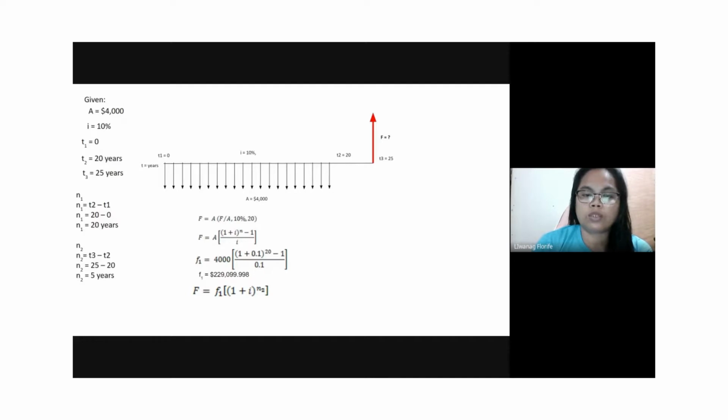And then we have here projecting the total value of the annuities at T2 is equal to 20 to T3 at 25. We project its present worth to its future worth, and then using the single payment factor, we can get the value of F of $368,967.84.